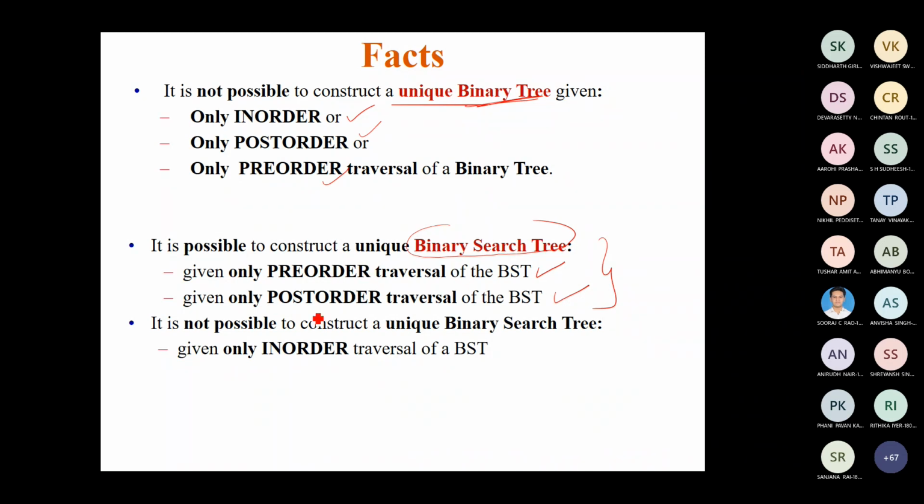So BST I can produce. Similarly, if I have a post-order, I can get the in-order traversal so that I can produce the binary search tree. And it is not possible to construct a unique binary search tree given only the in-order. Is it possible to construct the binary search tree if I have given only the in-order?